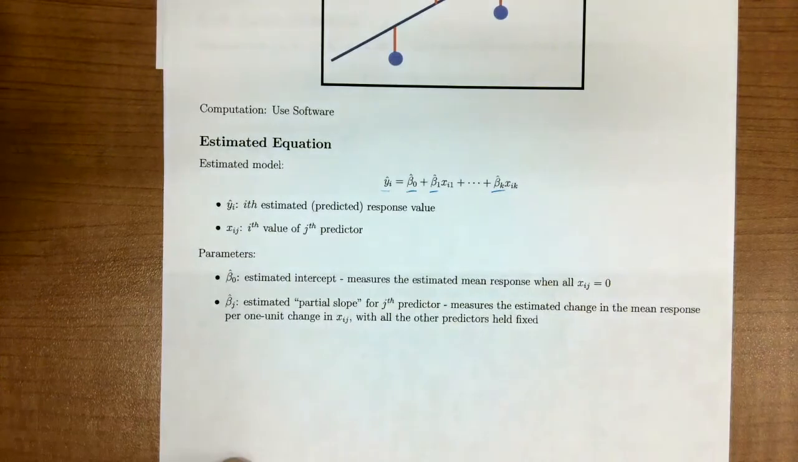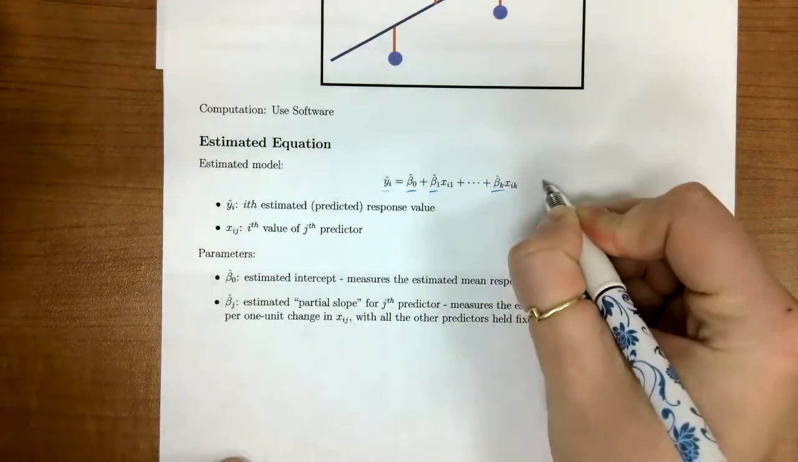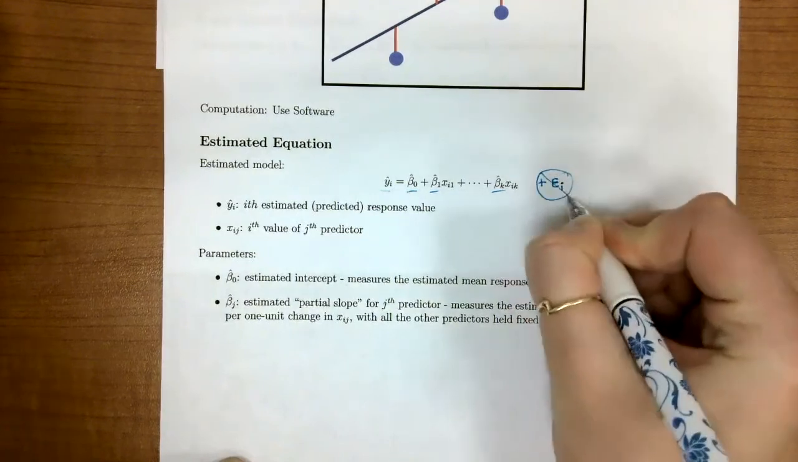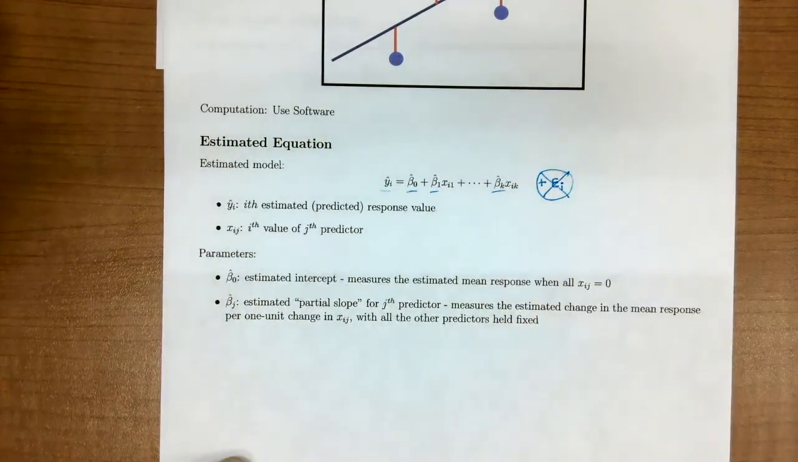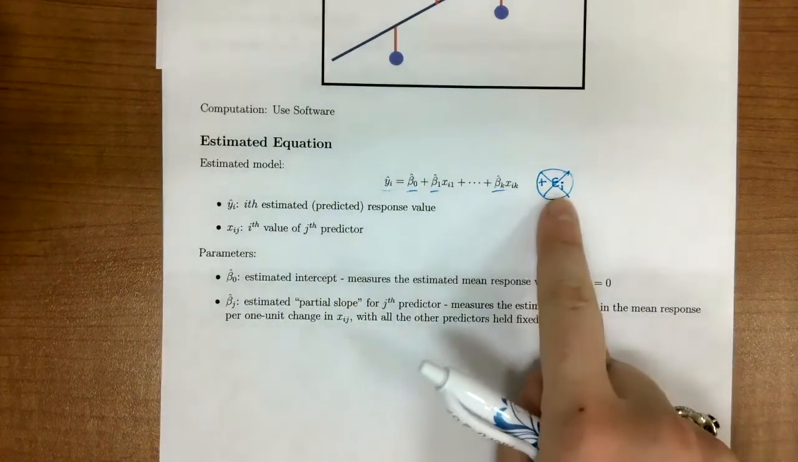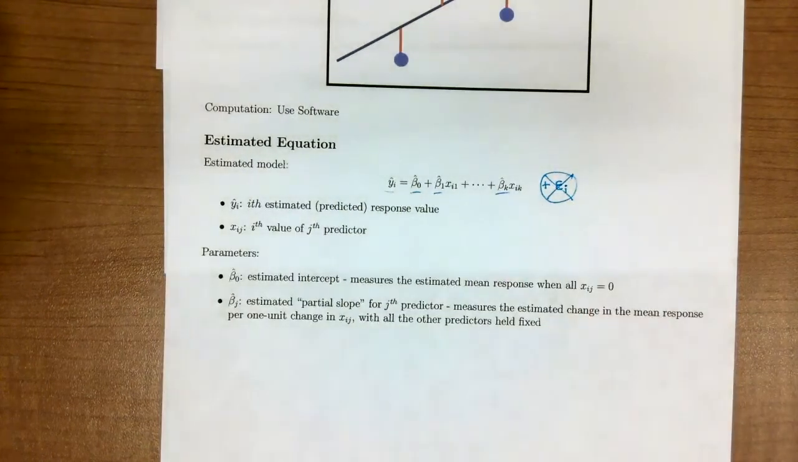Notice that in our estimated model, there isn't an epsilon. Okay, that's not here. This is our estimated model. So given data, this is what we would estimate or predict we would see. This epsilon comes into play when we're making assumptions about the population.